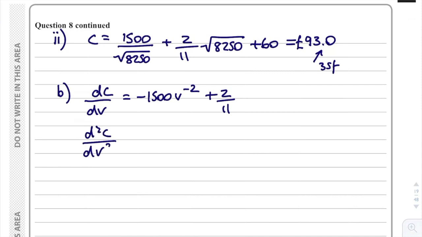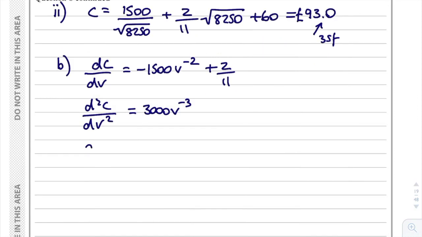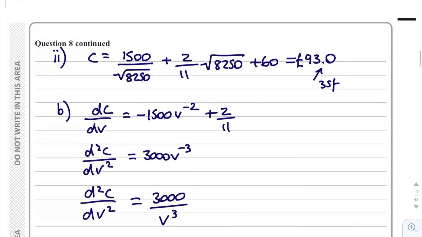And if we multiply down by the power and then minus 1 from the power, we're going to get 3000 v to the power minus 3. And then that constant of 2 over 11 is going to disappear. Now we've got the second derivative is equal to 3000 over v cubed.